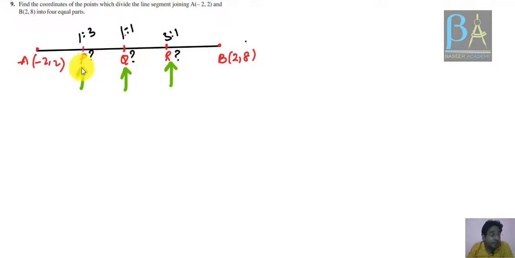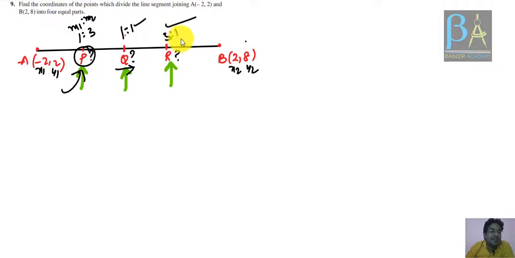How are you going to find out the coordinates of point P? You have to use the section formula. Take this as x1, y1, this as x2, y2, and the ratio as 1:3. When you take the ratio as 1:3, you get the coordinates of point P. The next time, again use the section formula, but take the ratio as 1:1. You would end up getting the coordinates of point Q. And again, you have to use the section formula for the 3rd time by taking the ratio as 3:1, and you will end up getting the coordinates of point R.